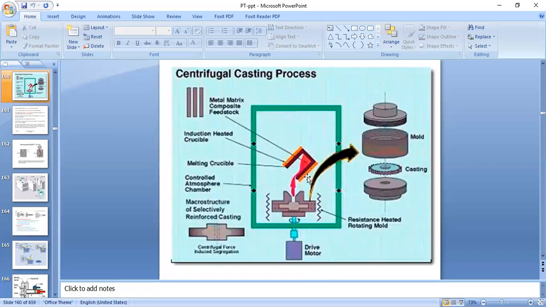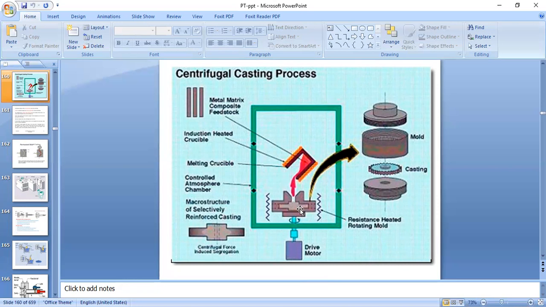Here you can see the mold. This is the mold which is connected to a driving motor through the shaft. When we switch on the motor, this mold is made to rotate with a certain RPM, 3000 RPM. This is the furnace which has hot metal. This metal is poured into the mold which is rotating.